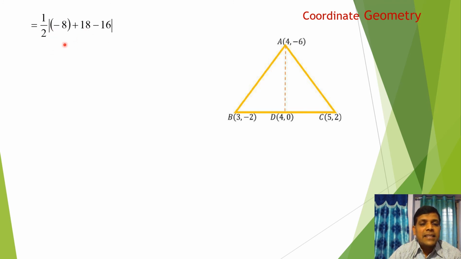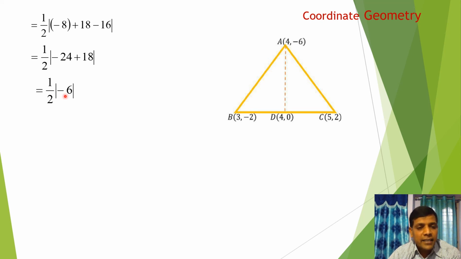Here minus 8 and minus 16, these two have the same signs, so minus 8 minus 16 is minus 24, plus 18. This is written as half into minus 24 plus 18, we get minus 6. Half mod minus 6. The absolute value of minus 6 is always a positive value, so half into 6, or 6 by 2, we get 3 square units. The area of triangle ABD is 3 square units.